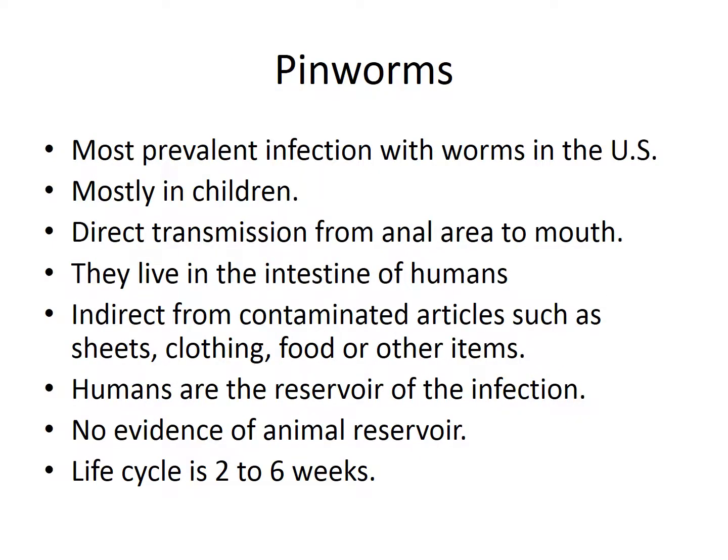Next are pinworms, and they are the most prevalent infection with worms in the United States. You'll see this more common. It's mostly in children, and it is transmitted directly from the anal area to the mouth. And these little worms, they live in the intestines of humans. And you can obtain them, obviously, like I said, from the anal area to the mouth, which would be not wiping yourself or cleaning yourself after you have a bowel movement, or the child not wiping or cleaning themselves properly, and touching that area and then putting their fingers in their mouths.